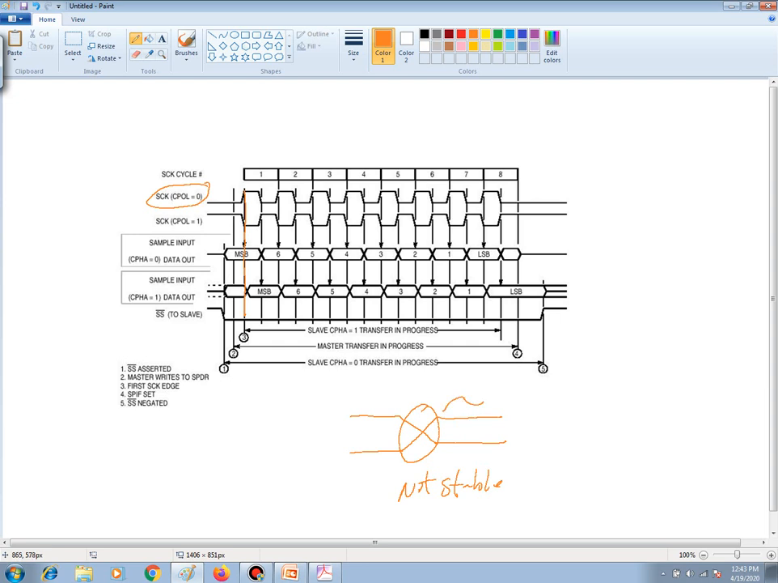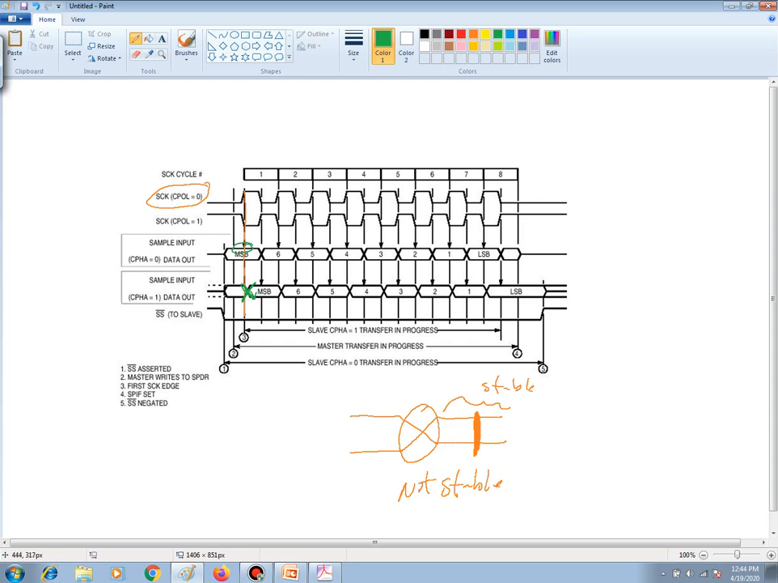In this region over here, it's stable. And preferably you want it to be triggered or inputted right in the middle of that stable region. So in a sense, if we're looking again at this diagram, we can see that with a CPOL equal to 0, data is stable in this region right here. But it's not down here. Right here, it's not stable because it's just about to change, or it is changing.